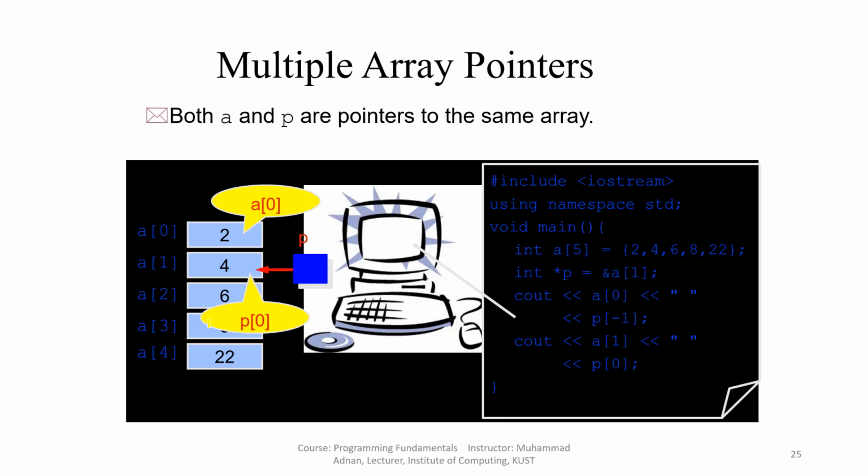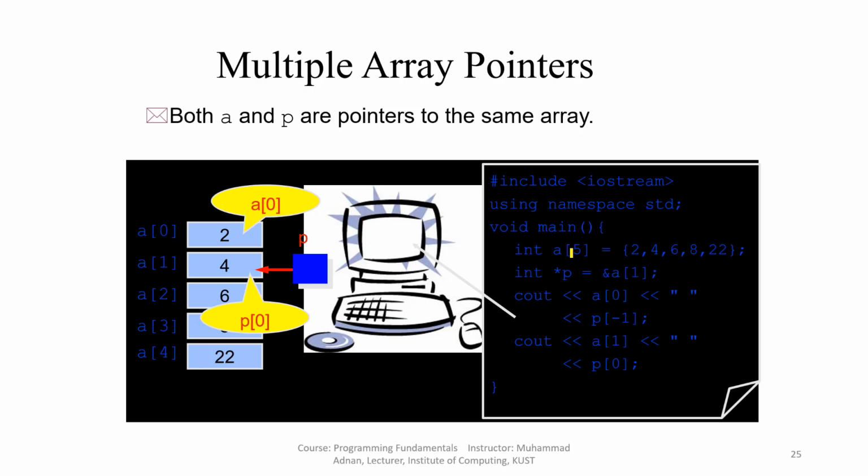Okay, we have another program where we can use multiple array pointers. So you can have an array with multiple pointers. Both a and p are pointers to the same array. So this is our program.